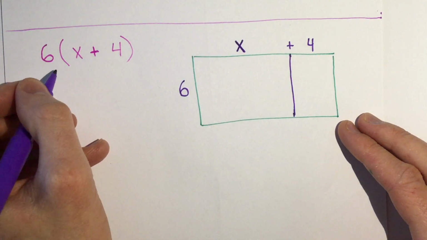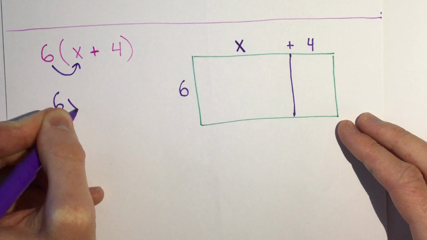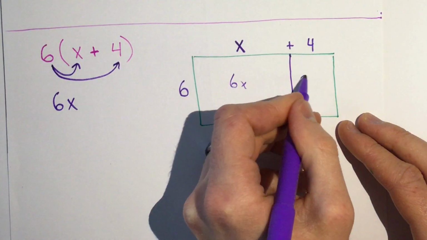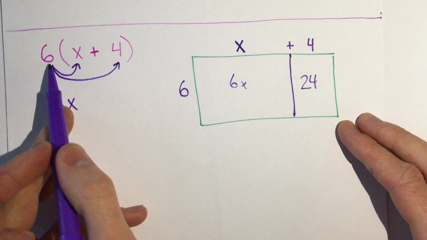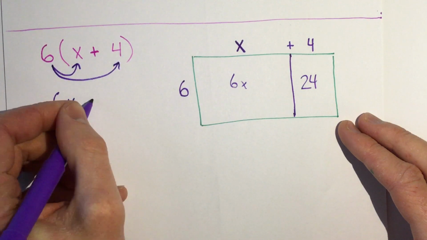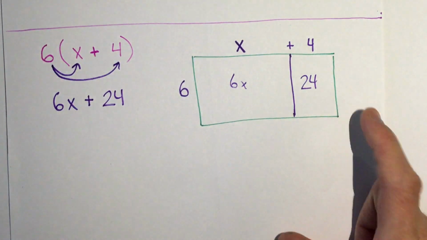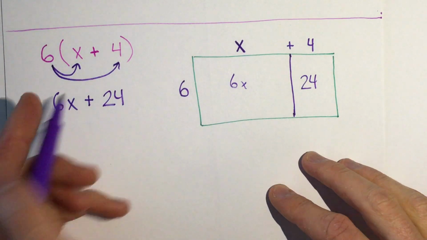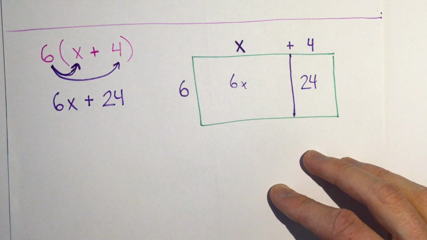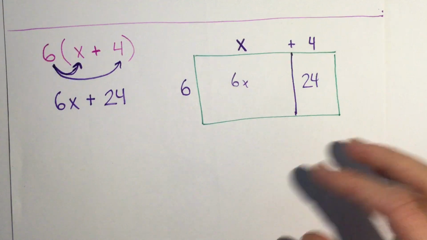So if we do that same thing, we can see that we're doing 6 times x, so 6x, and also 6 times 4, which is 24. This allows us to make these arrows, distributing the 6 into this parentheses, making 6x plus 24. So we can use the area model, or we can use the arrows just to show that we're distributing this into the parentheses. Let's look at a few more examples of how to do this.